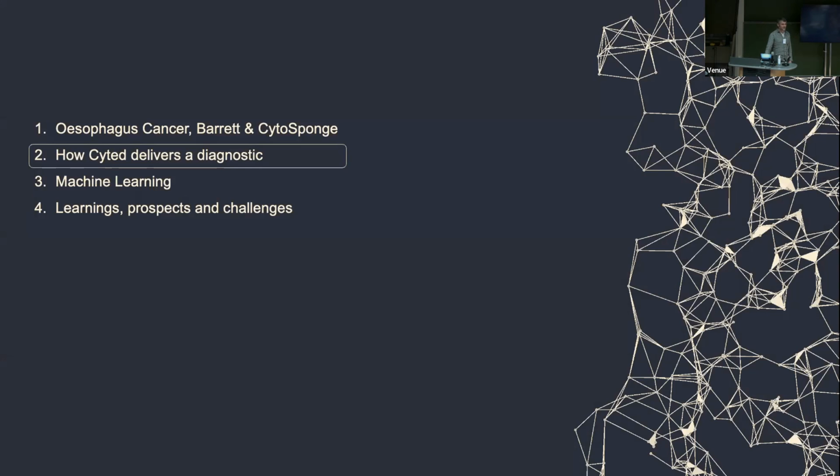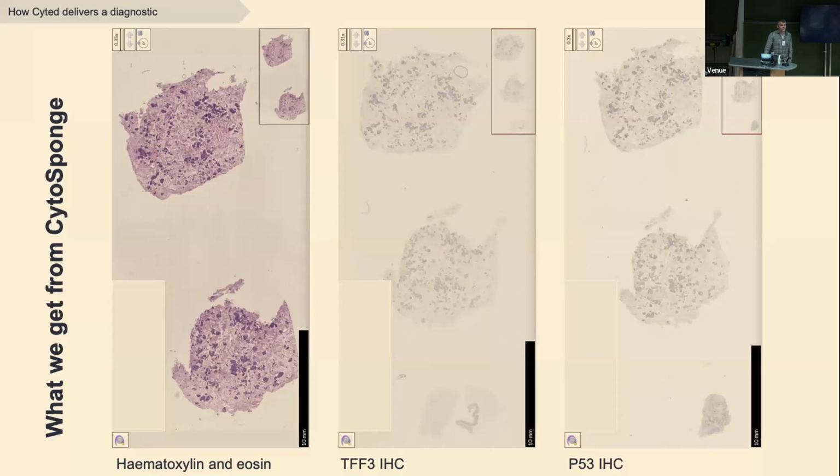So that's the context. That's why Barrett detection is important, and what we want to do at Cited. Now, what do we do with the cytosponge samples when people collect the sponge? How do we translate that into a diagnostic? Cited as a company has a lab and processes end-to-end from receiving the sponge to producing a diagnostic sent to the NHS or things like that.